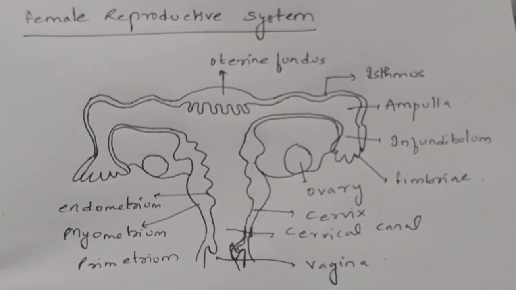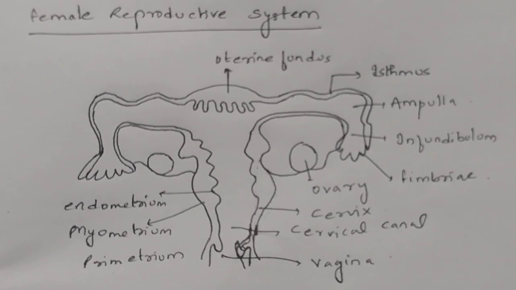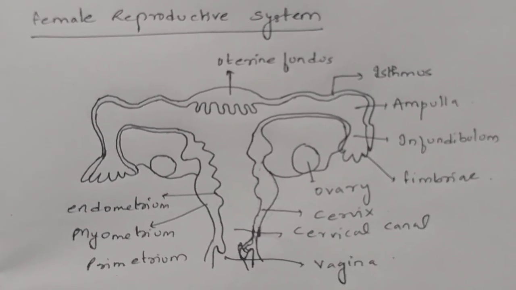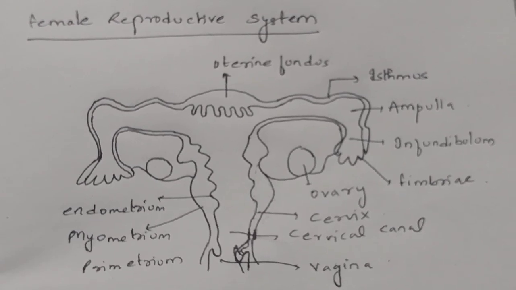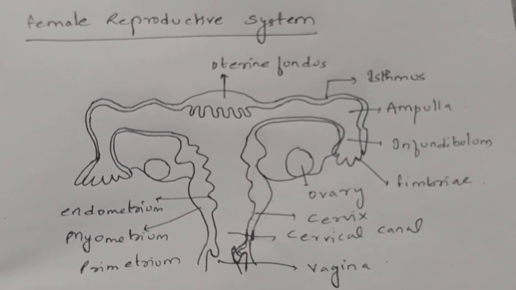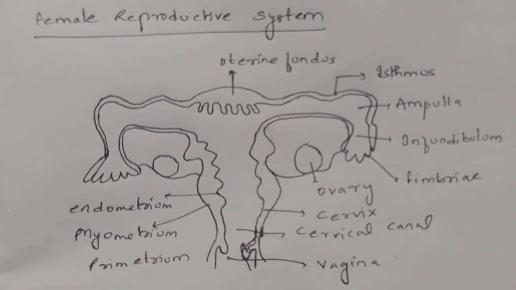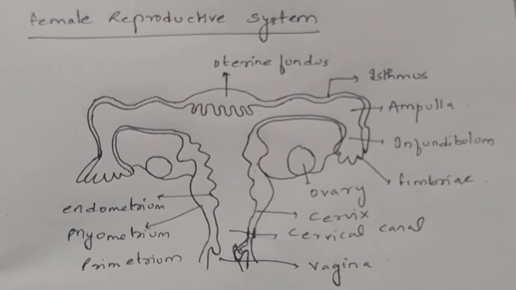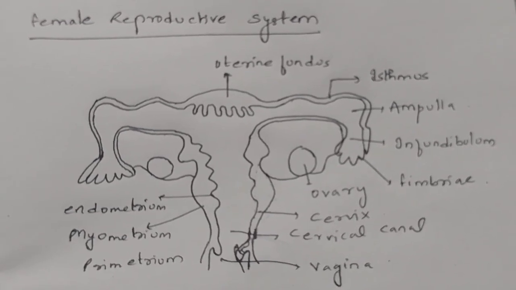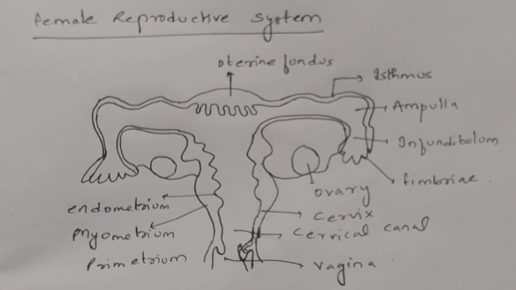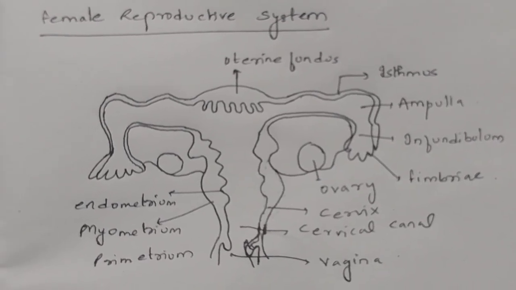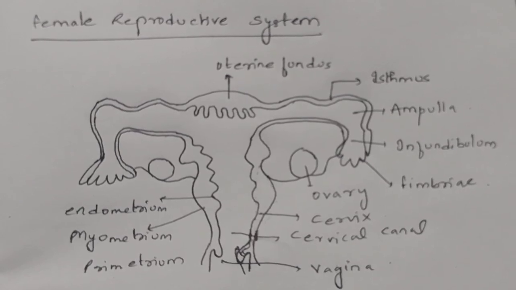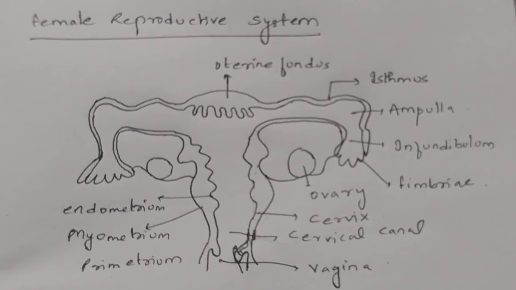The cervical canal along with the vagina forms the birth canal. The cervix is actually a narrow part, and the vagina is the place where semen is ejaculated by the penis. Semen is nothing but seminal fluid plus sperms. Semen, not serum, semen.